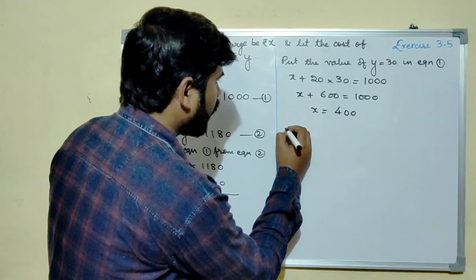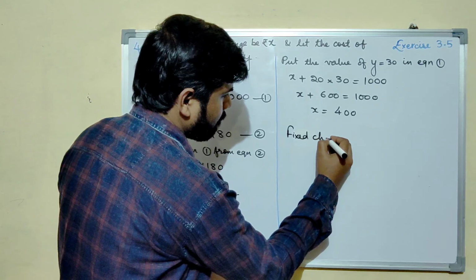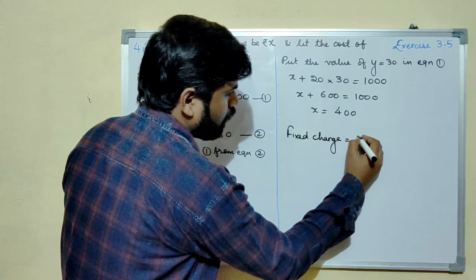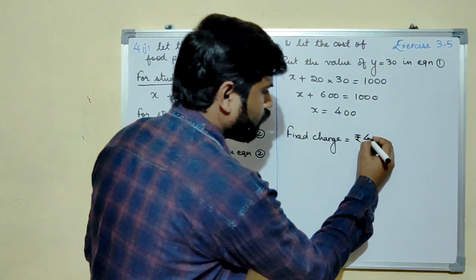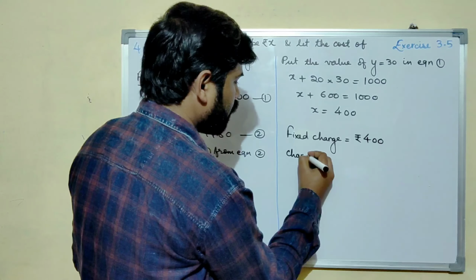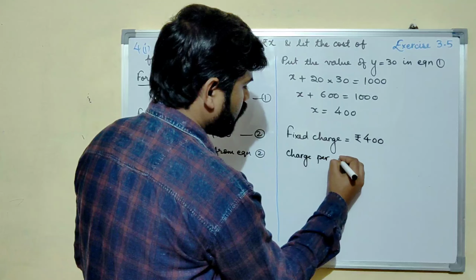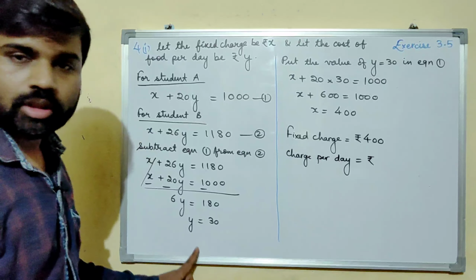So let us write it. Fixed charge equals to 400 rupees and charge per day, or cost of food per day, equals to rupees, how much? 30 rupees.